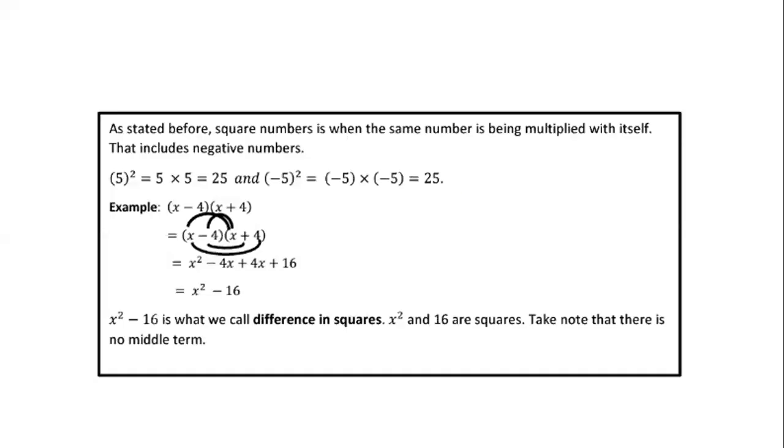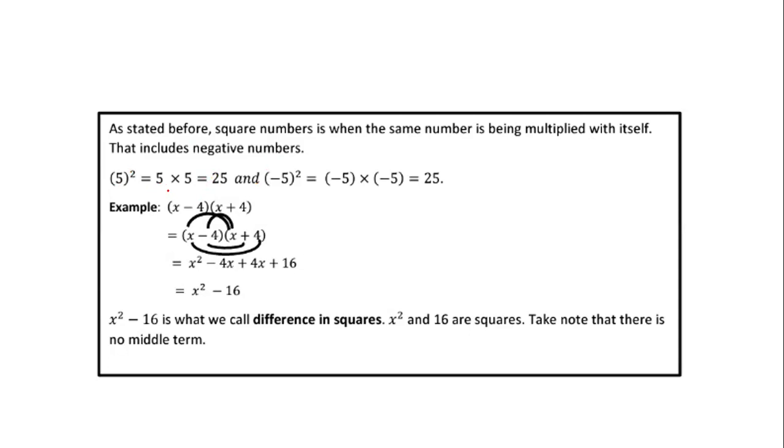All right. So now here we're gonna do again the multiplication, the product, but this topic is called difference of two squares. As stated before, square numbers is when the same number is being multiplied with itself. That includes negative numbers, which is true, right?